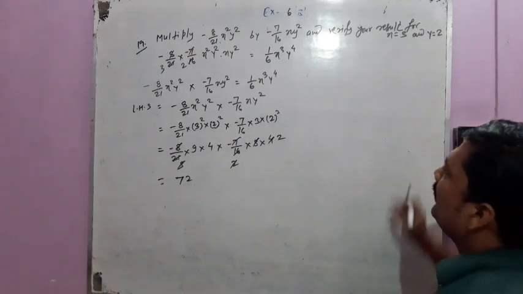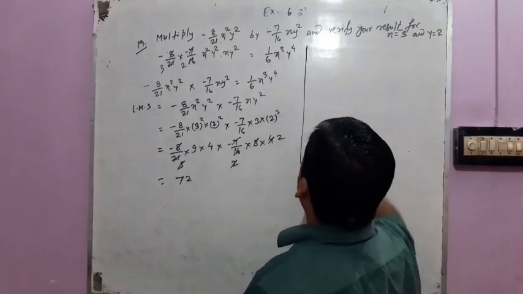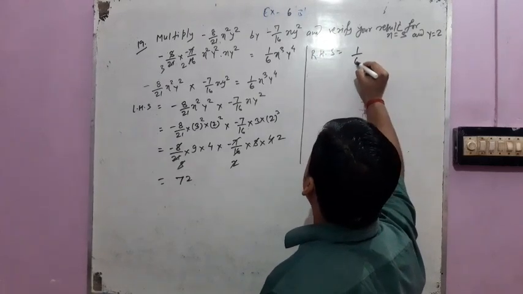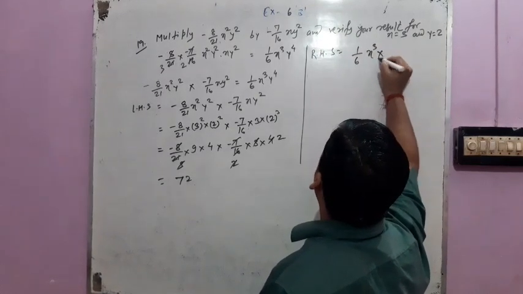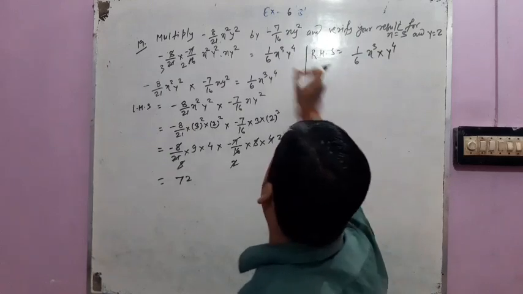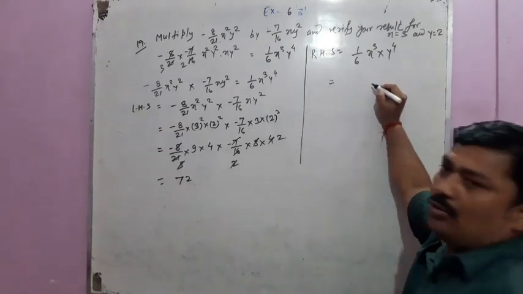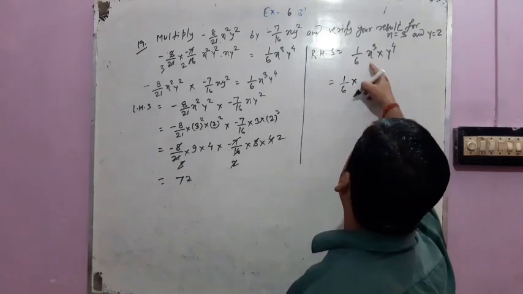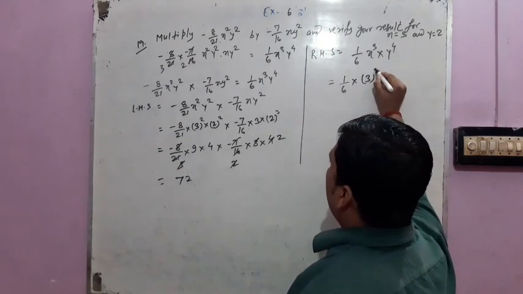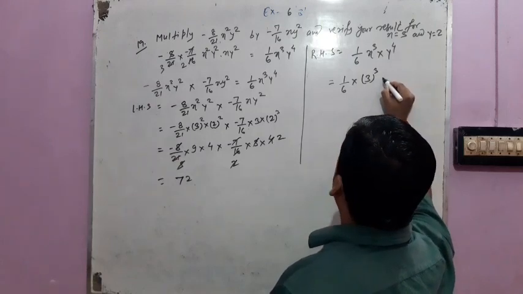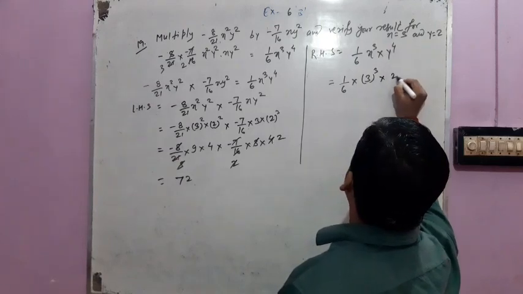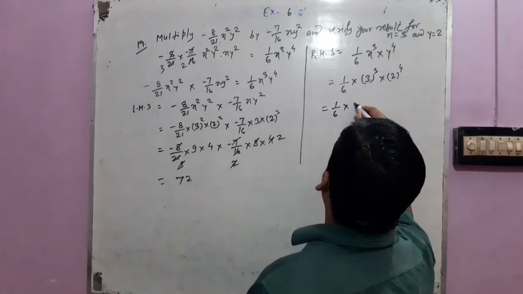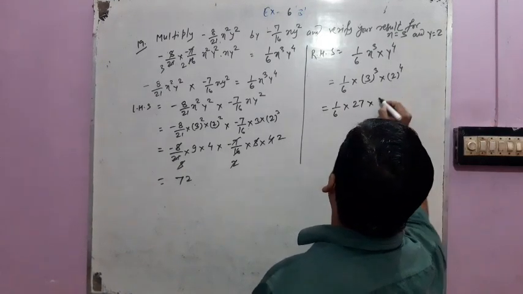Now continuing here. Now we are going to take the RHS term. What is the RHS? Here 1 by 6 x cube into y to the power 4. That is our RHS. In the RHS we are also going to put the value of x and y. The value of x is here 3. So we have to make the cube of 3 here. And then the value of y is 2. So 1 by 6, the cube of 3 is 27 and 2 to the power 4 is 16.